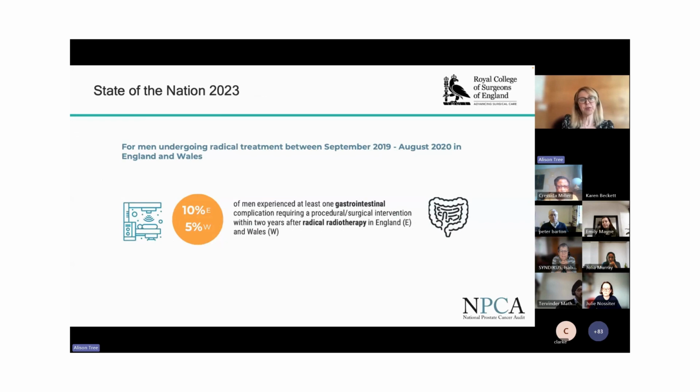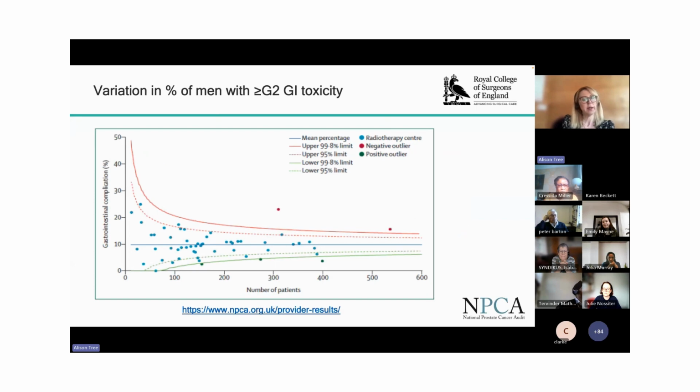So in the most recent state of the nation report, we've benchmarked that around 10% of men in England and 5% of men in Wales experience at least one gastrointestinal complication within 2 years of radiotherapy, which is similar to what we see from trials as well, once again validating this data. And this is what I was referring to as a funnel plot. So the confidence intervals are here in the lines, the 95 and 99% in the red and green here, and the dots are all the 51 centres across England, sorry, not the UK. And the red dots are the negative outliers, and the green dots down here would be positive outliers, if that's such a thing.